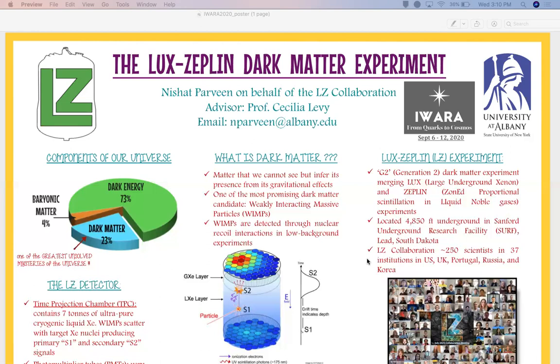So the LZ experiment, which is a combination of the LUX and ZEPLIN dark matter experiments, is trying to detect dark matter particle interactions. But searches for these elusive dark matter particles require an extremely sensitive and low background instrument. And LZ addresses a part of this background issue by operating approximately a mile underground at SURF in South Dakota.